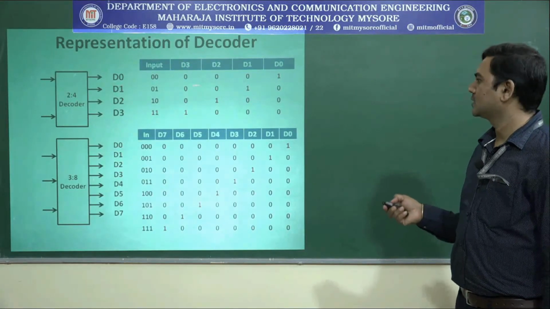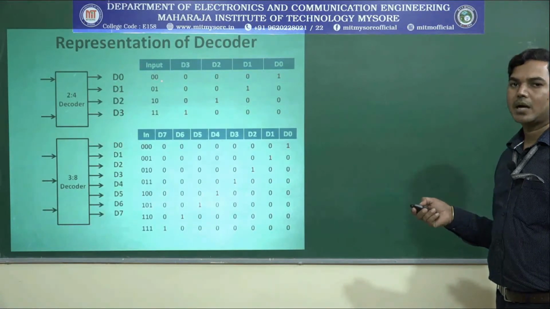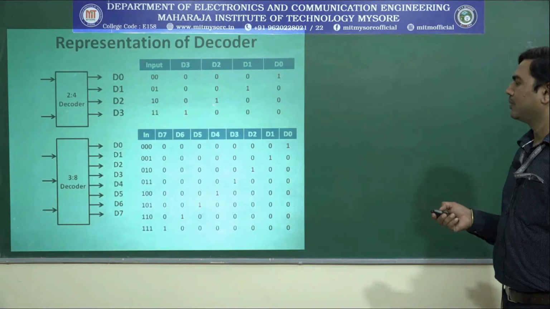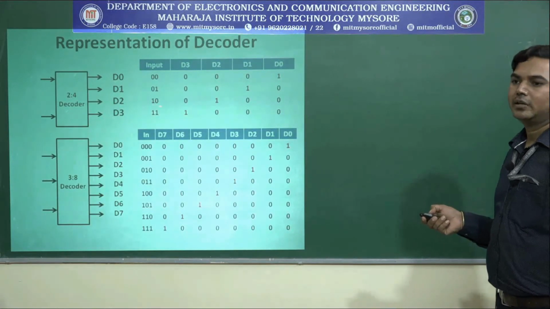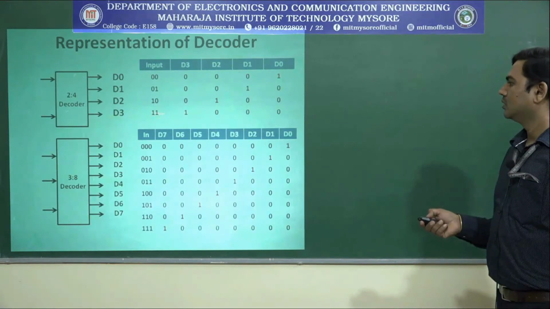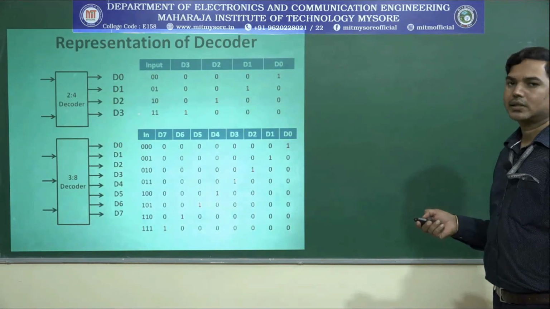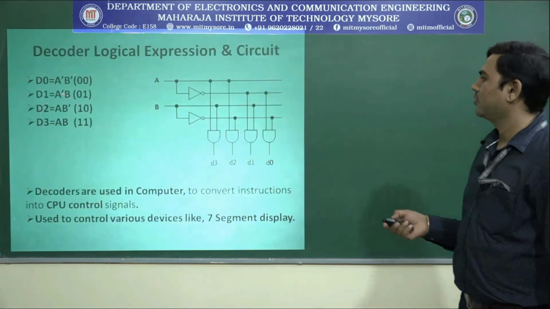So, if I represent this, what is D0? D0 can be written as A bar B bar, D1 can be written as A bar B, and D2 can be written as A B bar, because A is 1 and B is 0. 0 is represented by the inverted input. How do you write D3? D3 is written as AB. So, that is what we have written here.